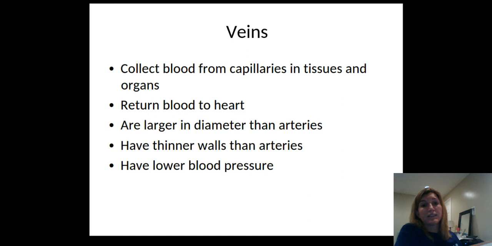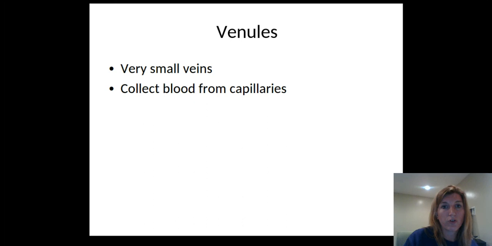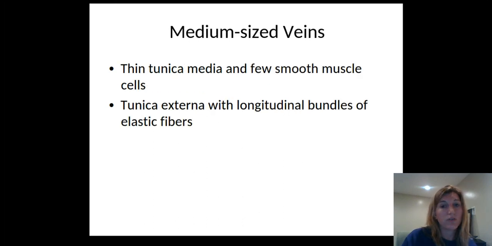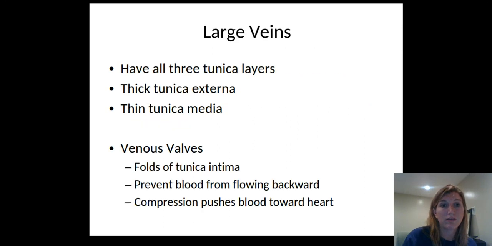Then we've got veins collecting blood from those capillaries, returning it back to the heart, much larger in diameter, much thinner walls, much lower blood pressure. So, of course, we're starting with venules collecting from the capillaries, and then the medium-sized veins, which have a very thin tunica media, very few smooth muscle cells. They're not contracting or restricting or dilating at all. And then the tunica externa is really just there to hold those veins in place.